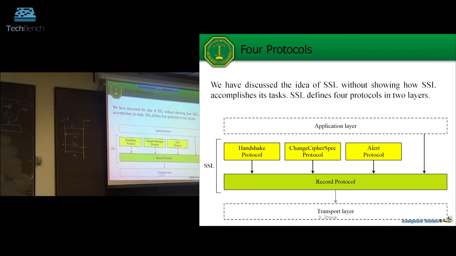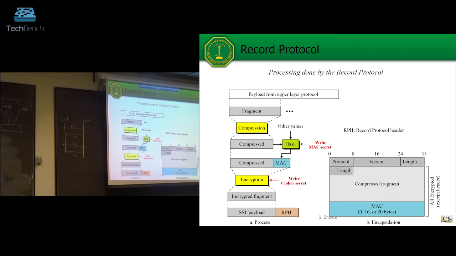The last one is the record protocol. The record protocol is for encrypting the data, basically. And this is how it works. You have some data you need to send in an encrypted way. What you're going to do, you split it into fragments. You take the fragment, then you compress it if compression is used. Then you obtain a compressed message.